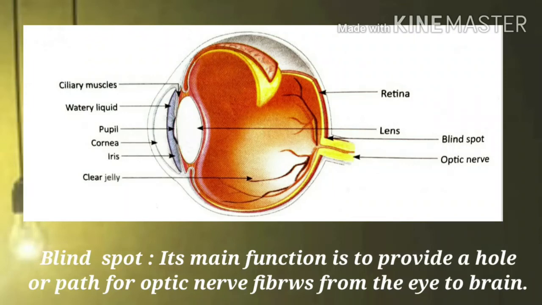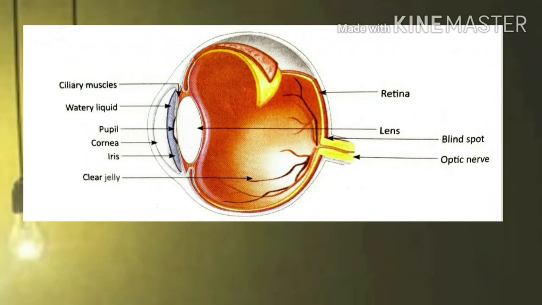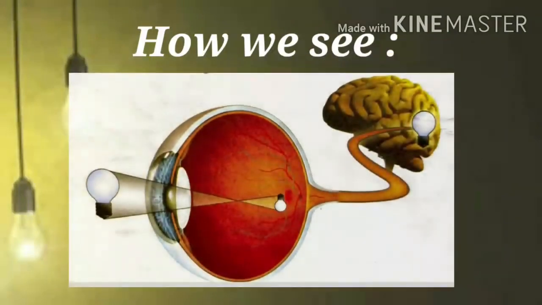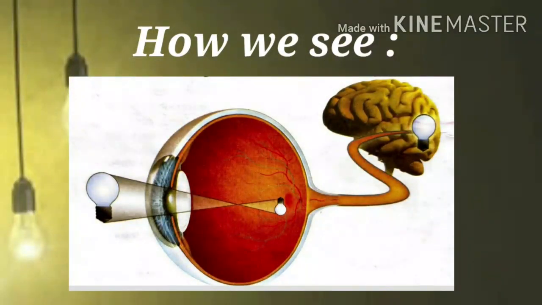To provide a path for optic nerve fiber from eye to the brain. So this was the structure of human eye, and all these parts coordinate with each other which help us to see the beautiful world around us. Now we'll be discussing how we can see different things with the help of our eyes.